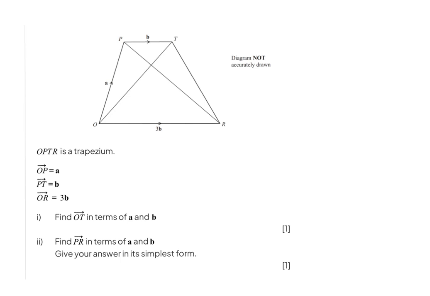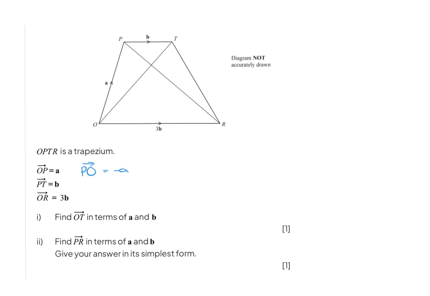Now, with vectors, direction is really important. So for example, say I wanted PO, this would be minus A because it's in the opposite direction. I like to think of vectors as going down a path from one end to the other.